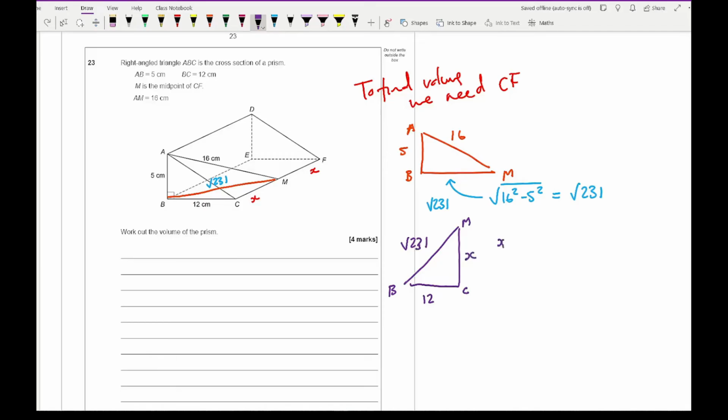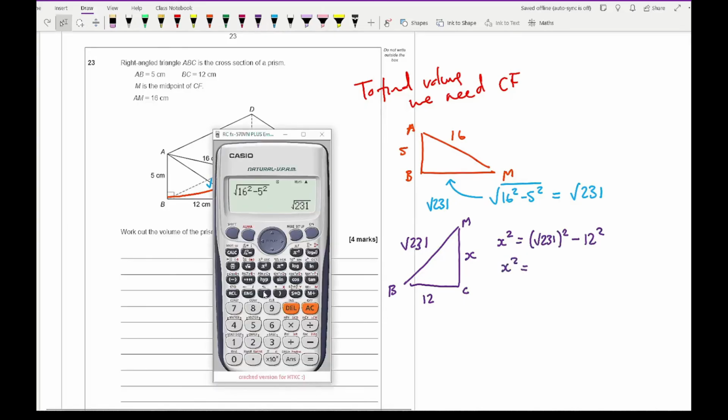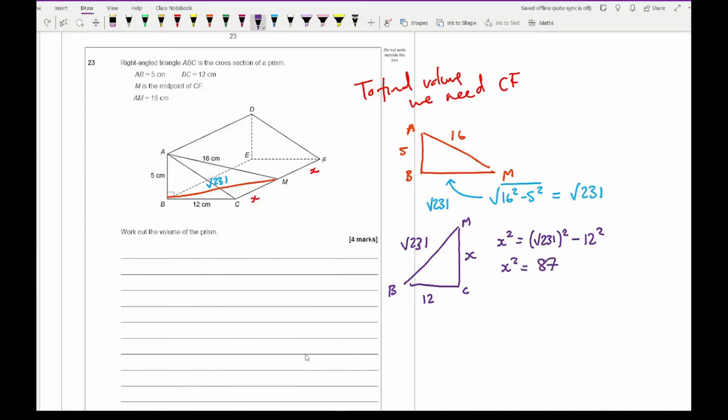So to work out x, x squared is going to be the square root of 231 squared minus 12 squared. If I type that all in, I've got the square root of 231 and then squared, which basically cancel out, so it just gives me 231 minus 12 squared equals 87. So x squared equals 87, so x equals the square root of 87, which therefore means that this whole length is going to be 2 times root 87, or 2 root 87.